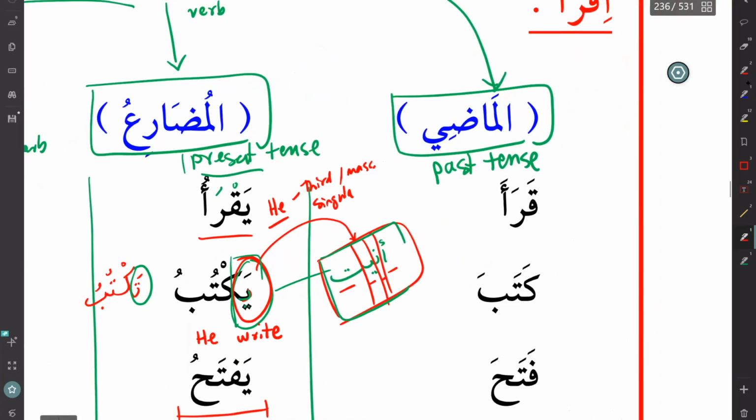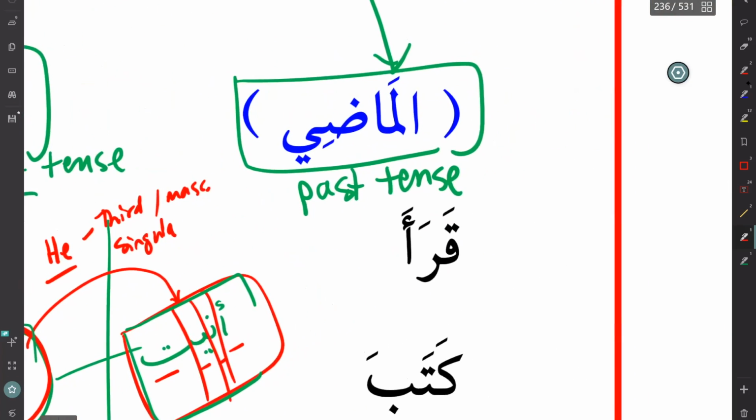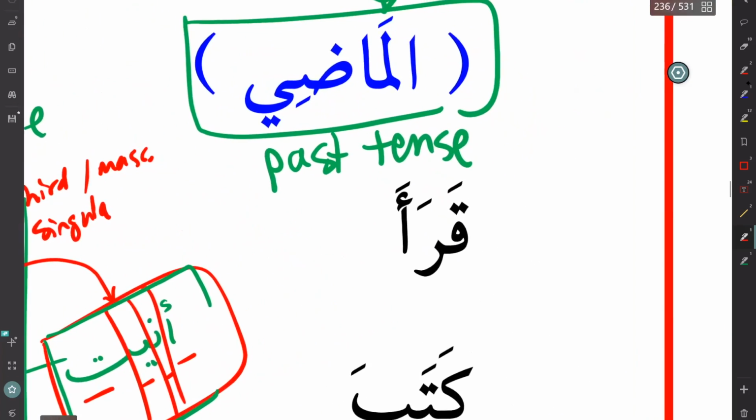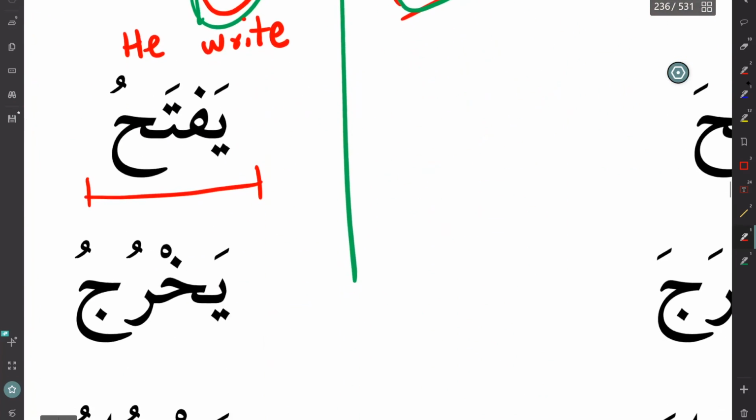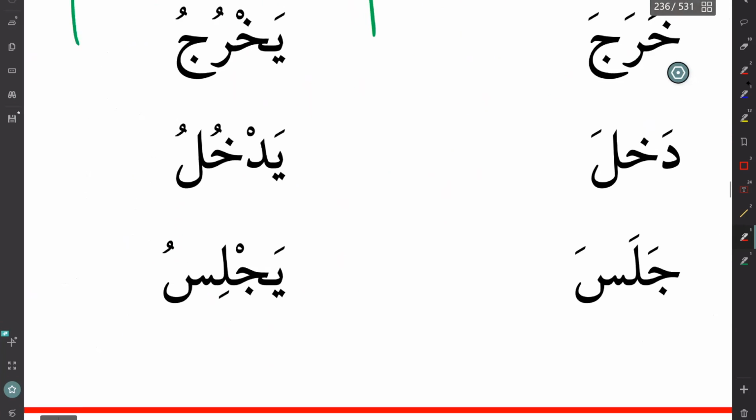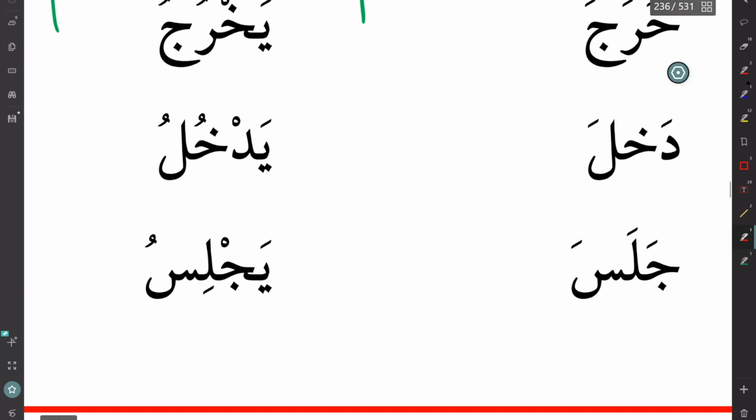So a lot of these things we have studied before about the present tense, right? So let's see how we deal with the past tense, right? The past tense. So we have the verb qara'a, which is the past tense of the verb yaqra'u. Let me take another verb that we can work on quickly right now.